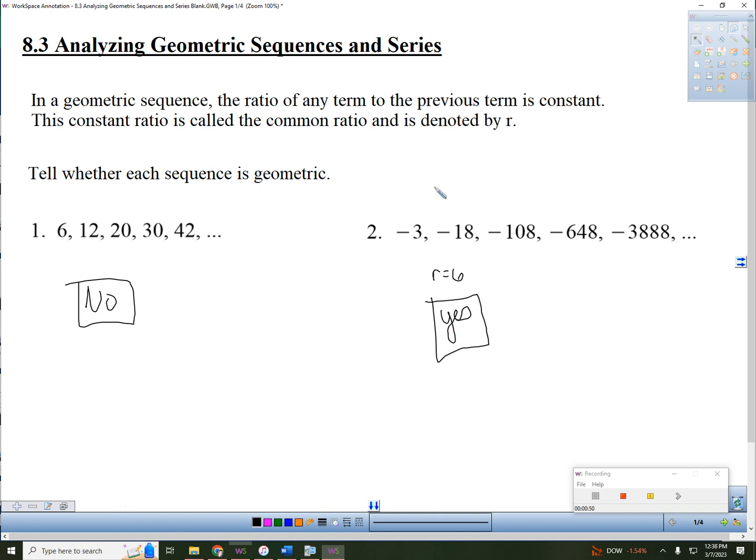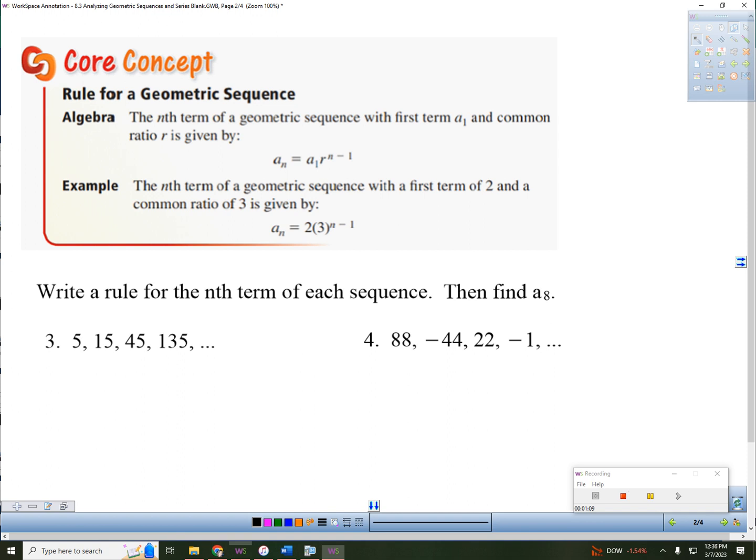Another good way to look at this is if you take a number and divide it by the number that's in front of it, it will give you your common ratio. So negative 18 divided by negative 3 is 6. If I do that with negative 108 divided by negative 18, that is also 6, and so on and so forth.